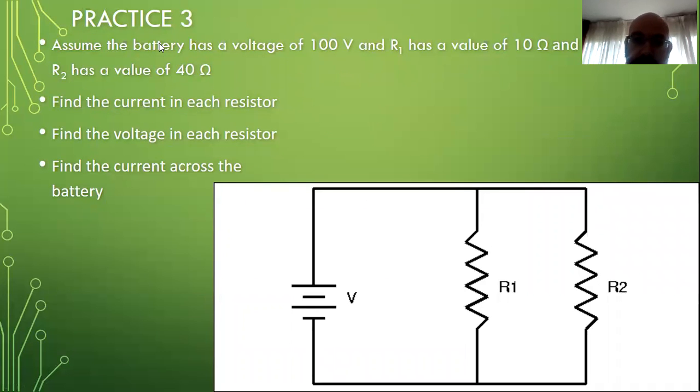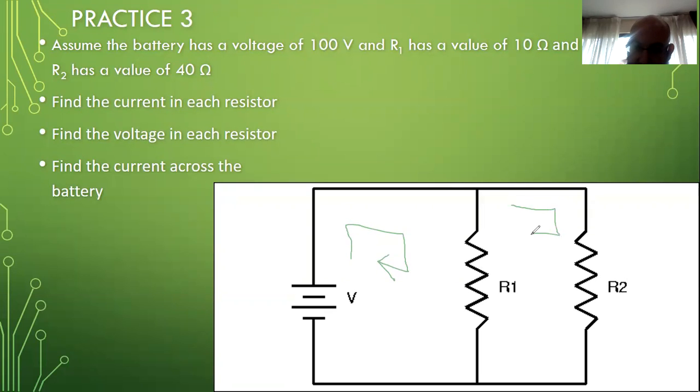Okay, so now we're going to do this next one. Now it's a parallel problem. Assume the battery has a voltage of 100 volts, R1 has a value of 10 ohms, and R2 has a value of 40 ohms. Find the current in each resistor, find the voltage in each resistor, and find the current across the battery. So we're going to start by drawing out our loops. We're going to draw 2 loops here. This is loop 1.